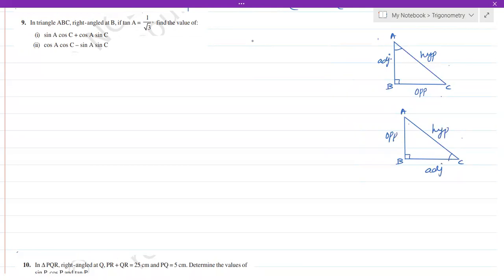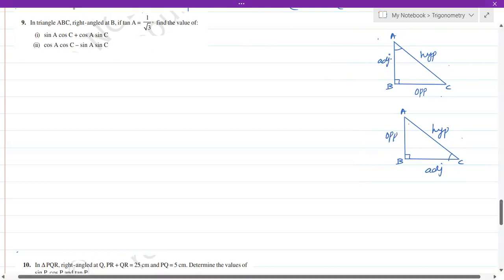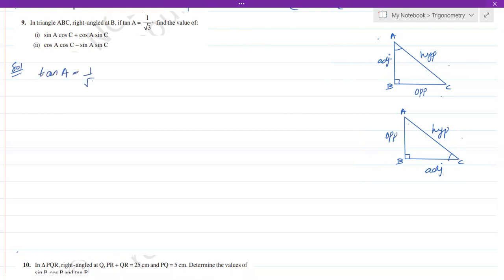Now if the angle is at A, we'll use the first figure. If the angle is at C, we'll use the second figure. Only the names are changing, the values won't change, remember. What they have given us is tan A is equal to 1 by root 3. But what is tan defined as? Tan is defined as opposite by adjacent. Now remember the angle is at A, tan A, isn't it? So we have to use the first figure.